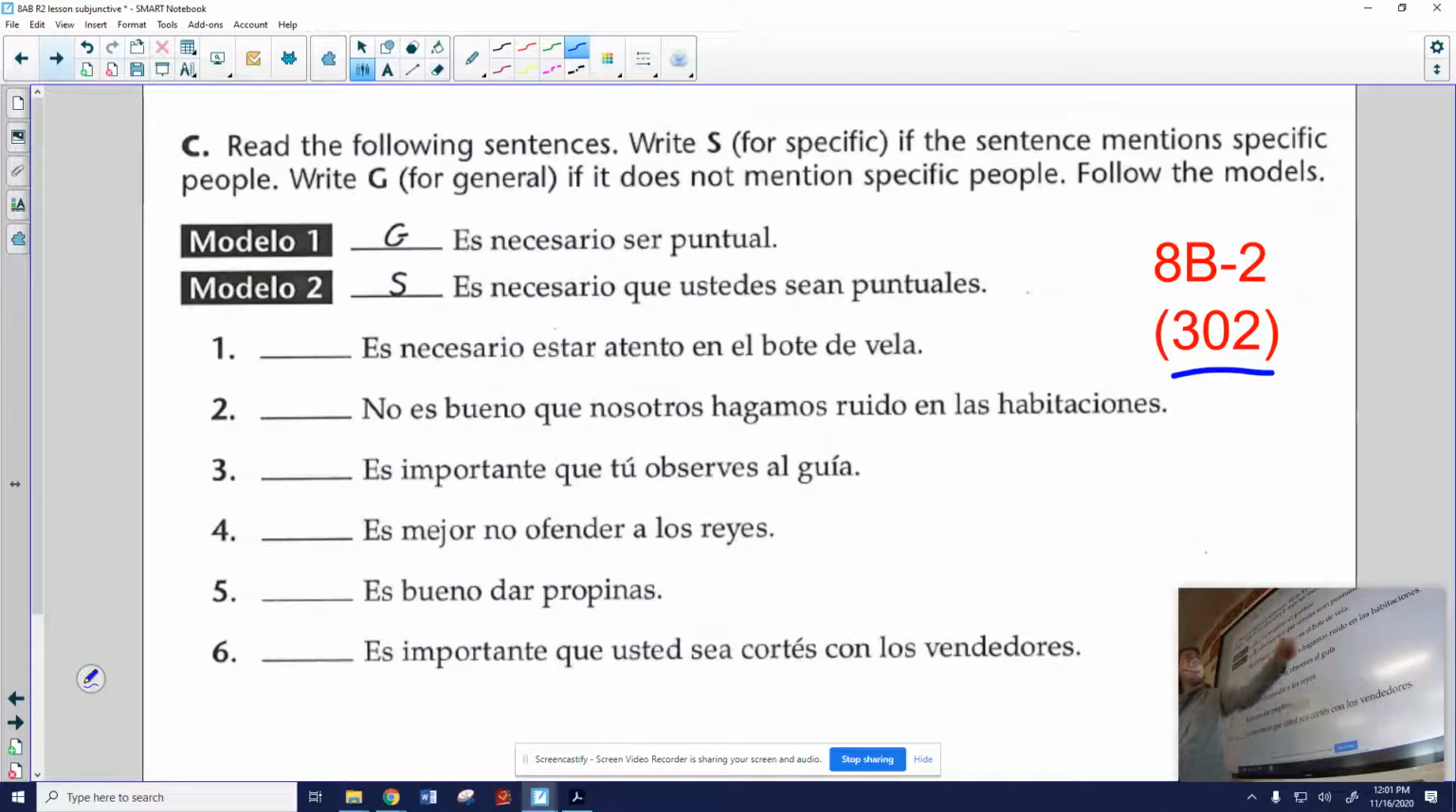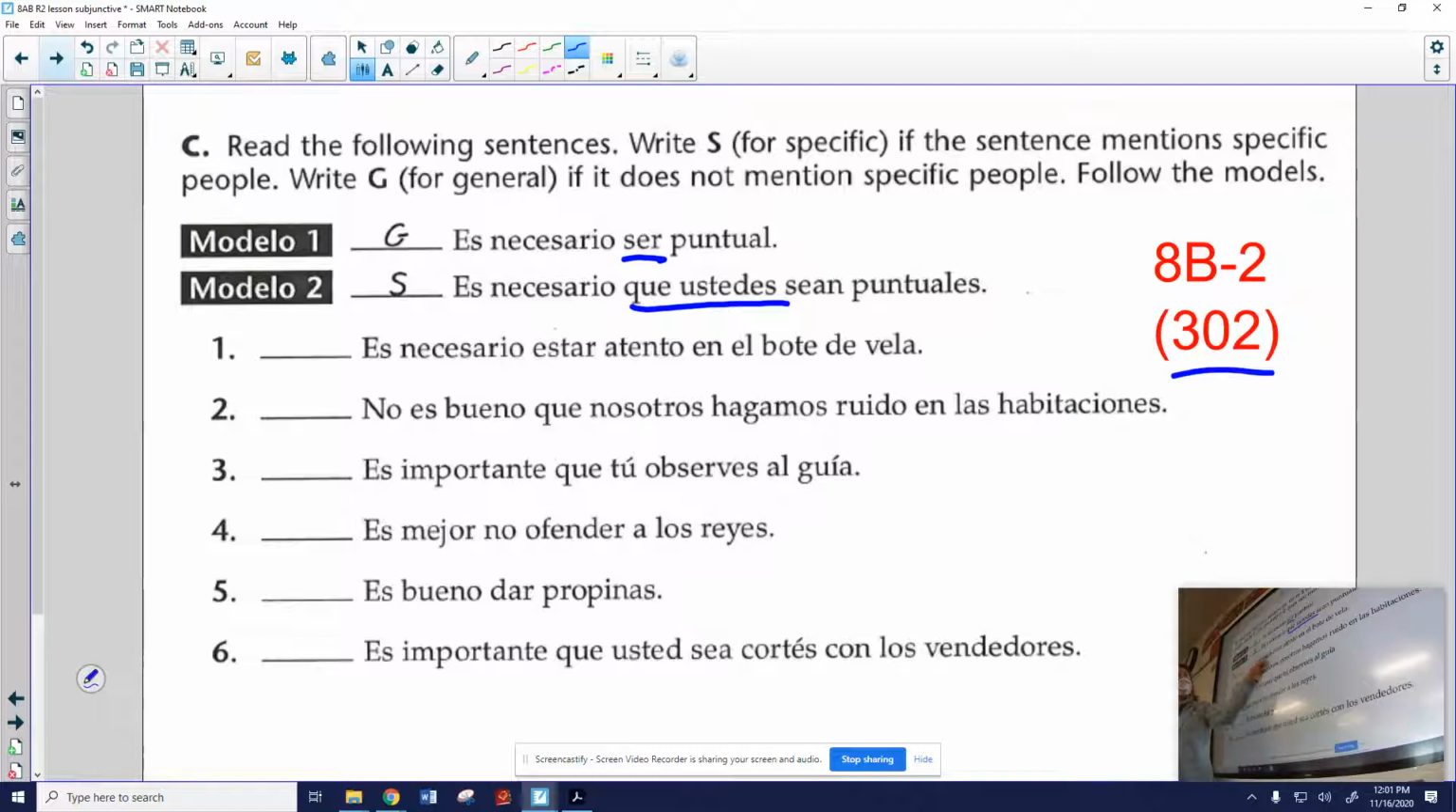Es necesario ser puntual. There's no que, and there's no specific person mentioned, so this is just general advice. It's necessary to be prompt. If I say it's necessary that you guys are prompt or punctual, es necesario que ustedes sean puntuales. This is advice given to a specific group of people that I'm naming. So I'm going to write an S for specific or subjunctive.